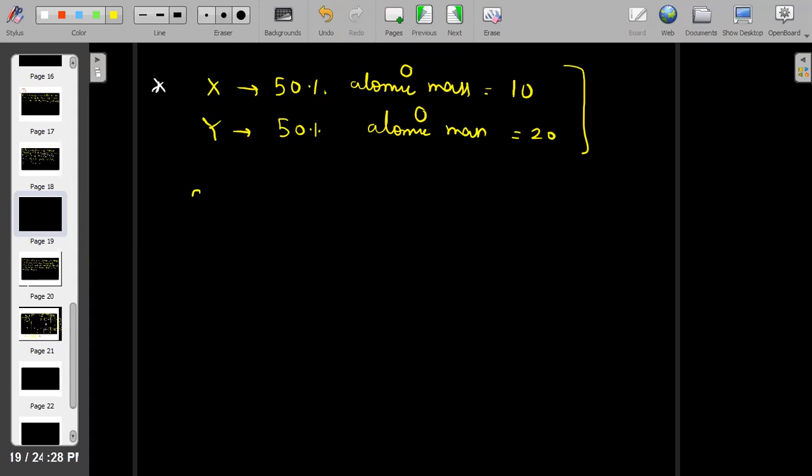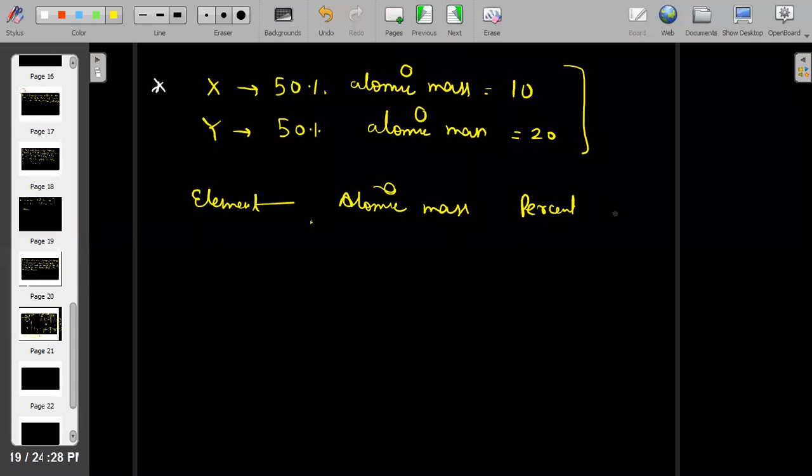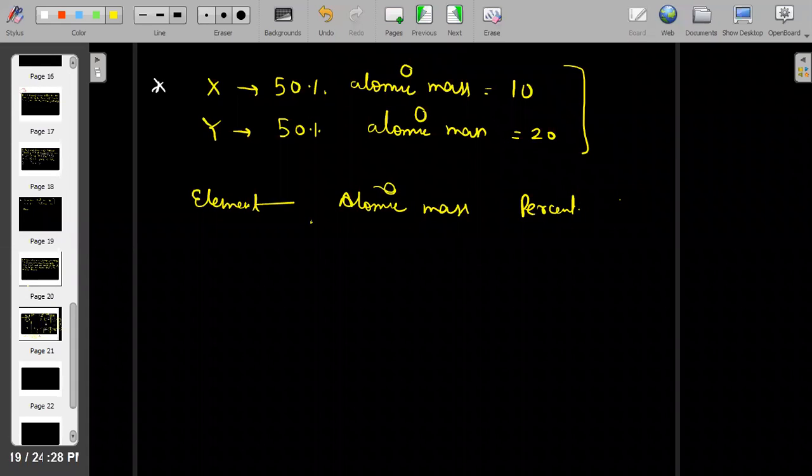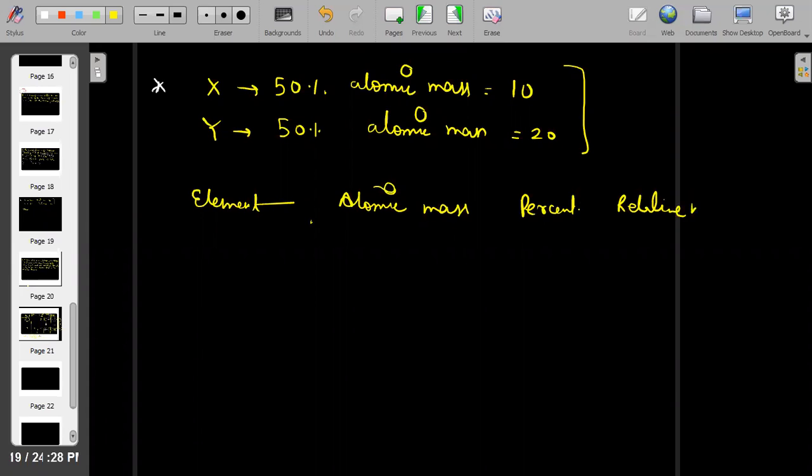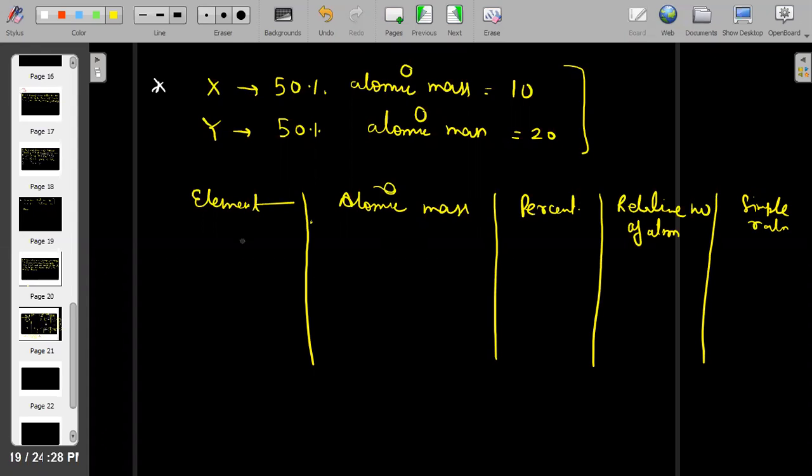Now, simple copybook style. First of all, draw the table. Put the element, then the atomic mass, then the percentage, then the relative number of atoms, and then the simple ratio. Is it clear? Suppose you have the maximum amount of time, for example you are giving a board examination, then what do you need to do?